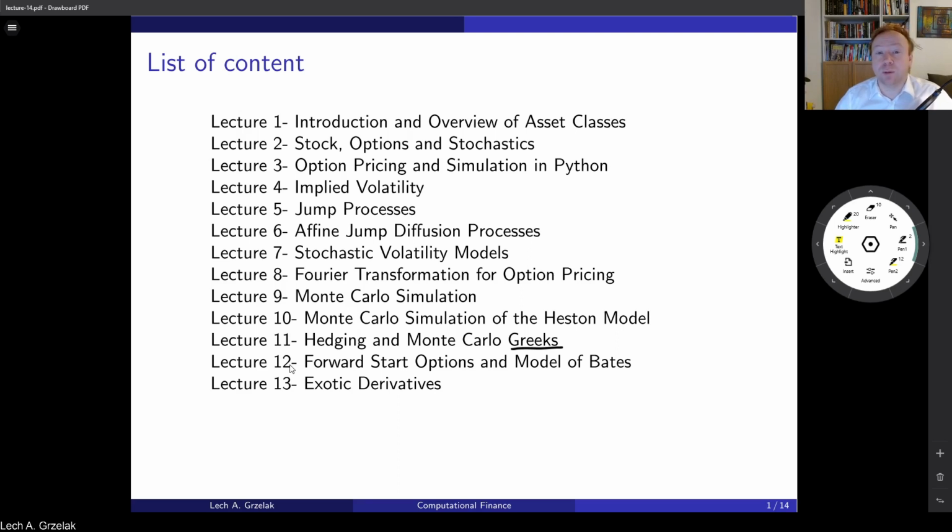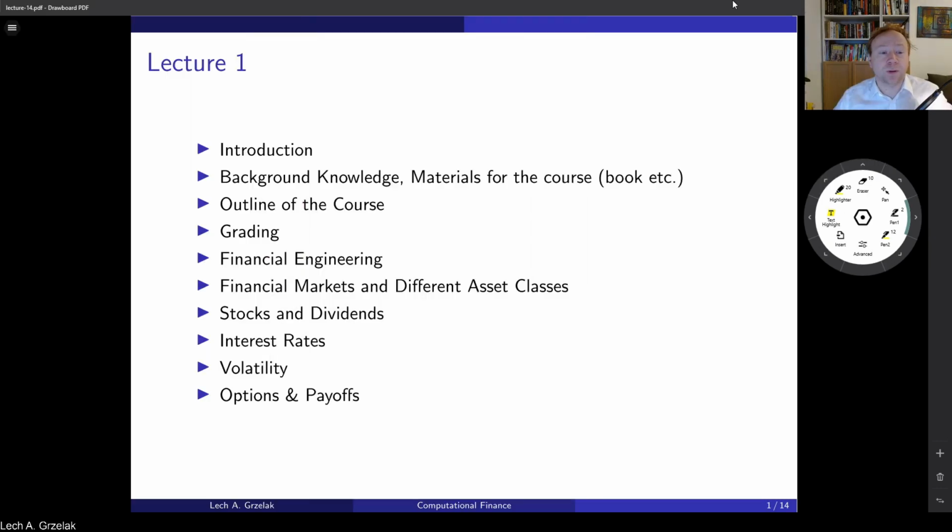Let's now go through the particular lectures, one by one, and I will highlight the most important elements of each of the materials, each of the lectures we had covered. So in lecture 1, this was obviously an introduction to the course. We have spent some time on discussing financial engineering, different markets, and different asset classes. In each asset class, you can apply different models. So different asset classes have different principles.